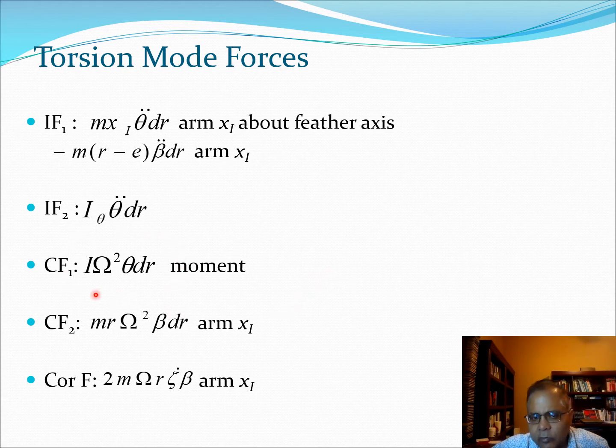There is a propeller moment term here which is coming out of centrifugal force. There is another centrifugal force term coming because the centrifugal force in flap generates a moment arm here. So that's primarily coming from centrifugal force in flap. There is also a Coriolis force which is coming due to presence of zeta dot.